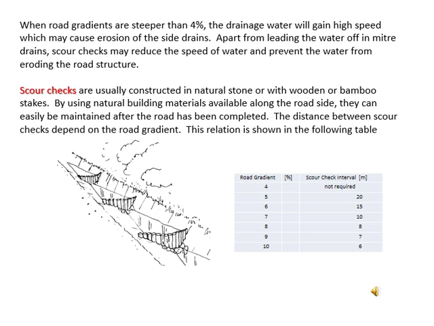drainage water will gain high speed. We get erosion of the side drains. Apart from leading the water off into the miter drain, scour checks may reduce the speed of the water and prevent the water from eroding the road surface.